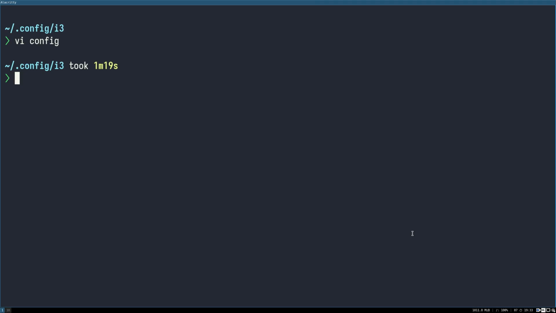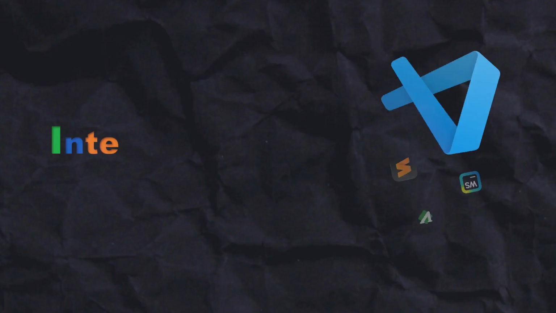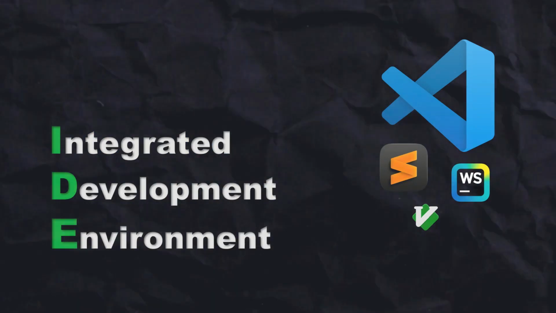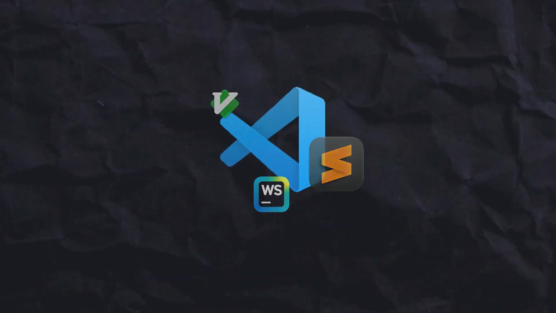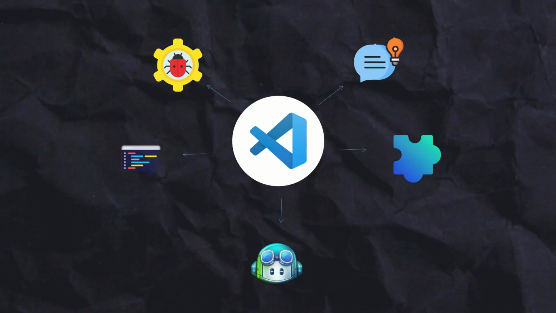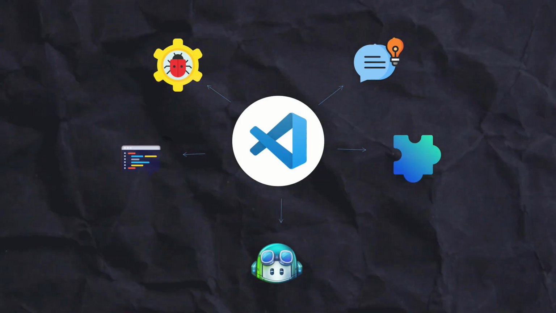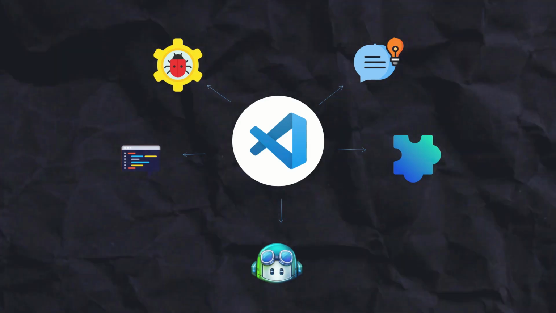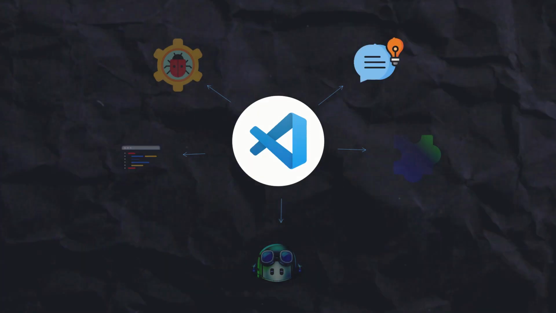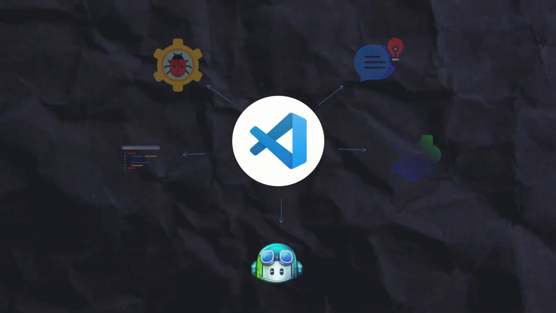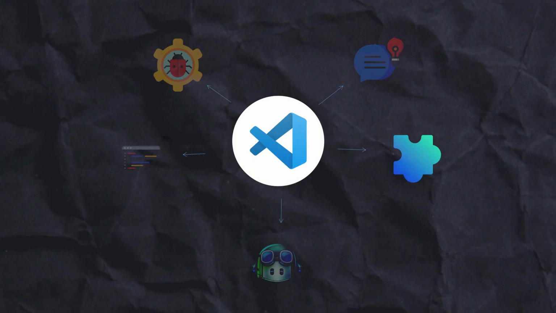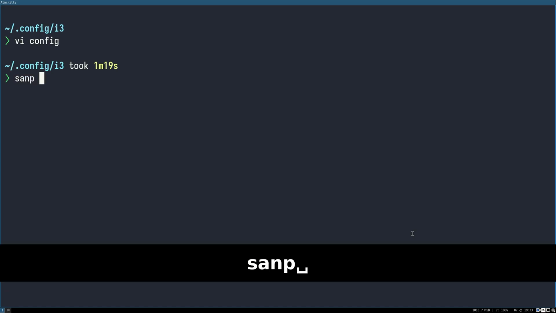But what exactly is an IDE? It stands for Integrated Development Environment. It is a software application that brings together all the tools that you need while writing, testing, and debugging your code. It includes features like syntax highlighting, code intelligence, auto-completion, debugging, extensions, and a lot more. VS Code is not in apt, but we can install it from snap.